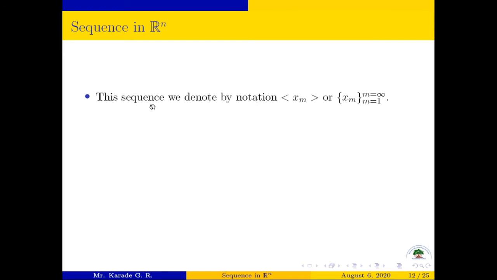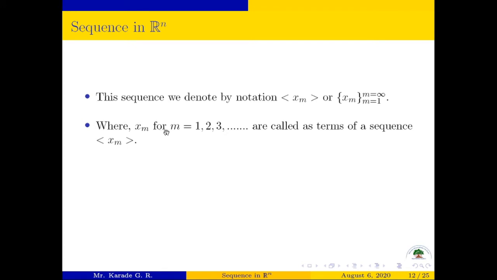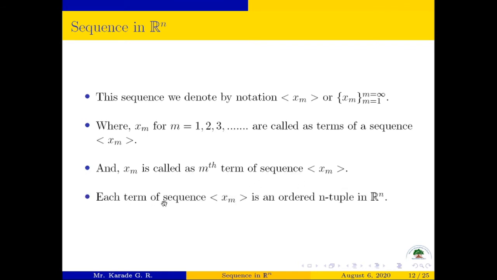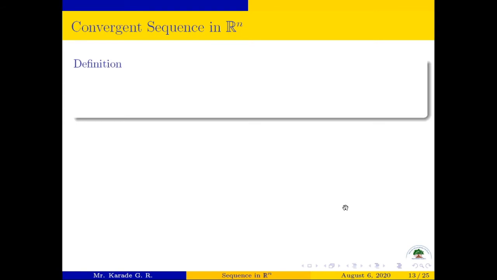This sequence we denote by this notation. This is the first notation, and this is our second notation to denote the sequence xm in Rn: inside two curly brackets we write xm, and m runs from 1 to infinity. Here xm for m equal to 1, 2, 3, dot dot dot are called terms of the sequence, and xm is called the mth term of the sequence xm. Each term of sequence xm is an ordered n-tuple in Rn. That is important.